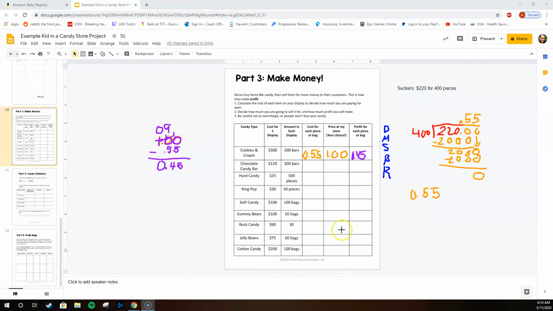Oh, and remember, this is under assessments in your Google Classroom. So you need to go to your Candy Shop assignment under assessments to open up your Candy Shop slideshow.